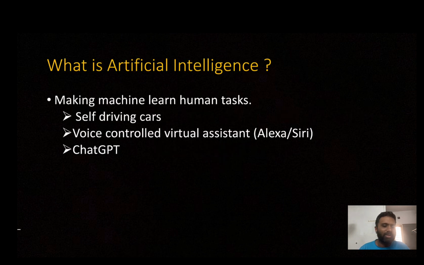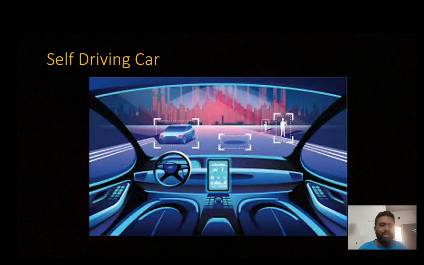Let's see what the popular use cases of data science and artificial intelligence are. What is artificial intelligence? Many of you might know that it is making a machine learn a certain human-like task. What are the popular examples? Many of you might be aware of self-driving cars, voice control virtual assistants, and ChatGPT. You might have heard about them, so we'll see what each of these use cases is.